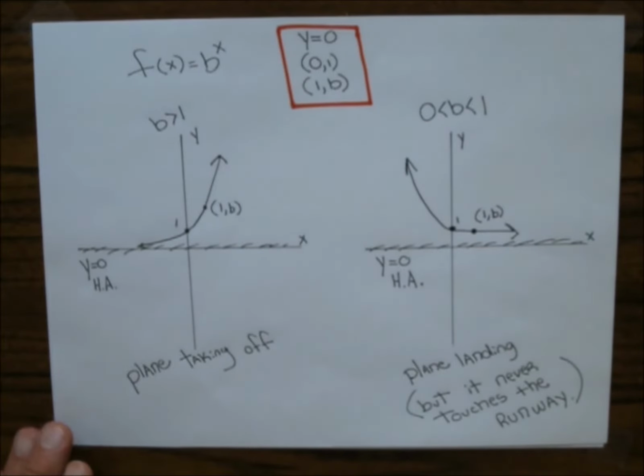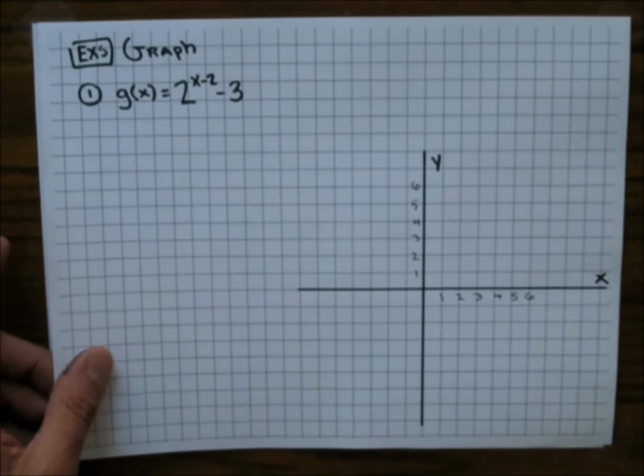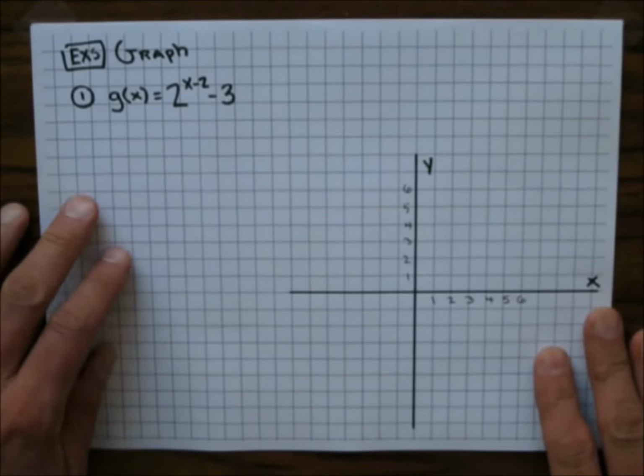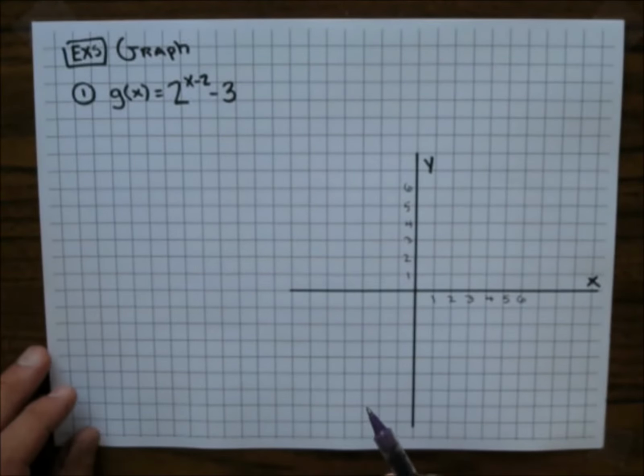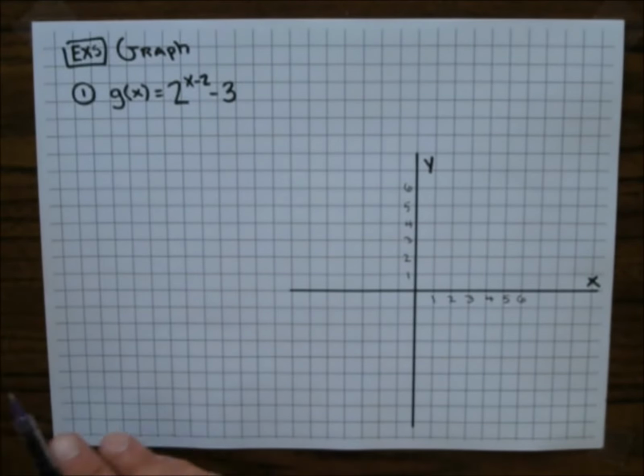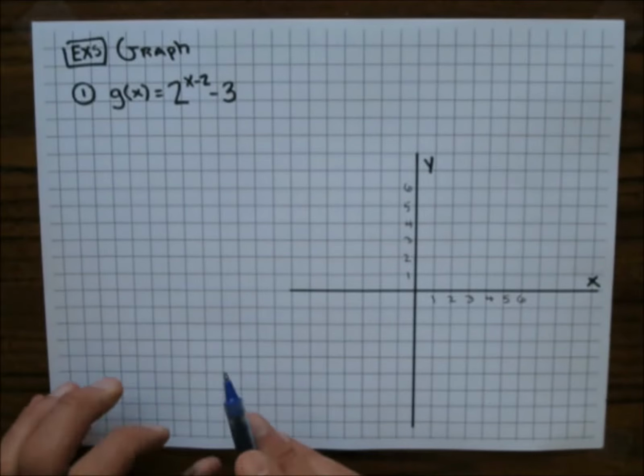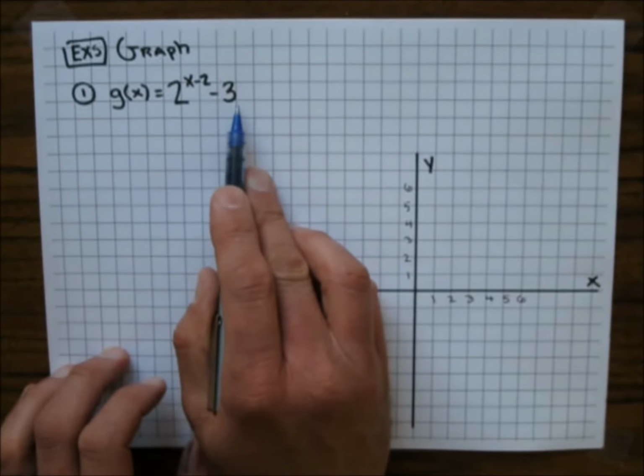Well, in 58 through 63, I think, they're going to have you do graphs that look like that. So they're having you do transformations of the exponential function. So the first thing we want to do is identify what is the mother graph.